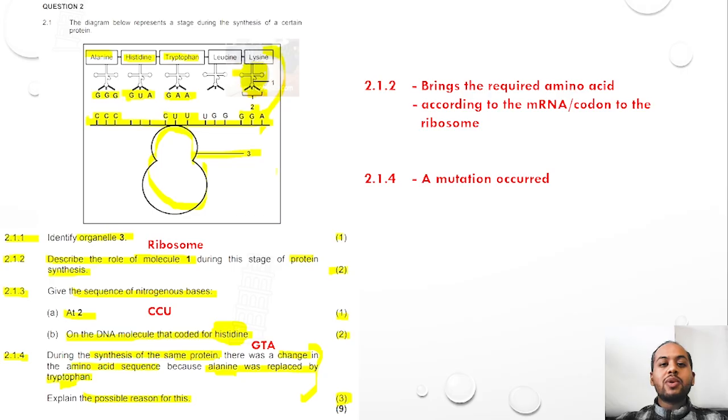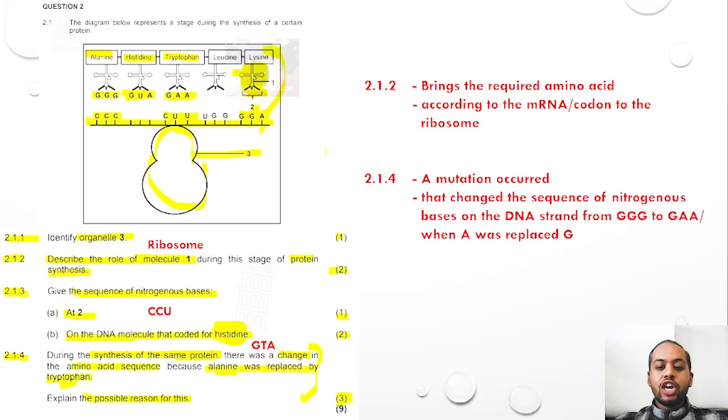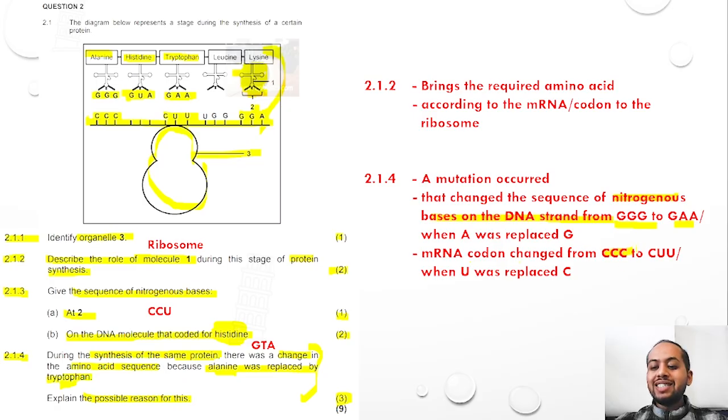So to answer 2.1.4, you first started by saying that a mutation occurred that changed the sequence of nitrogenous bases on the DNA strand from GGG to GAA. Then the mRNA codon changed from CCC to CUU, causing the tRNA to bring a different amino acid. And that is how you had alanine changing to tryptophan.